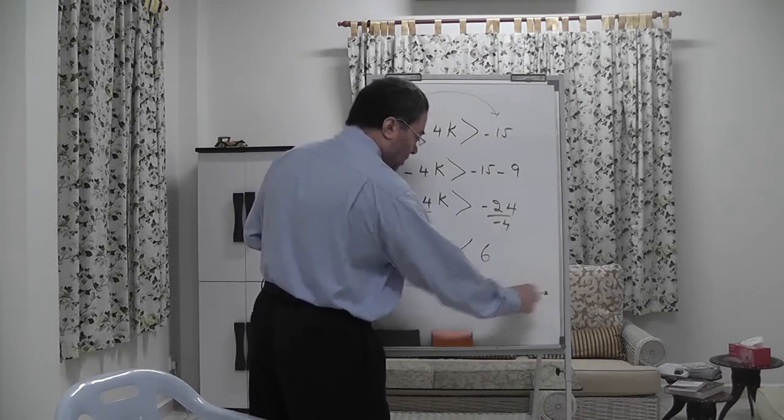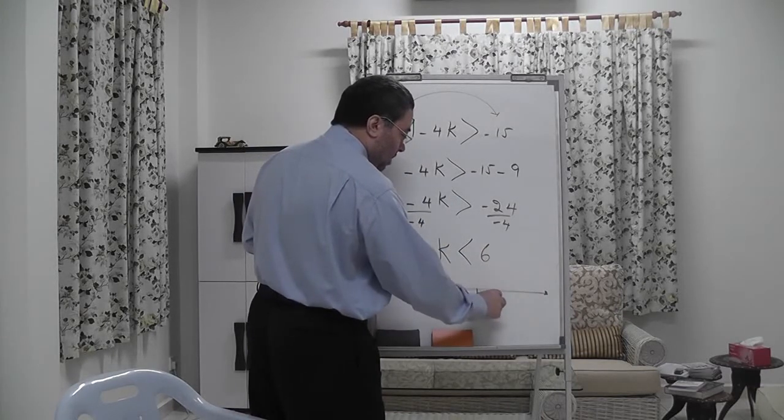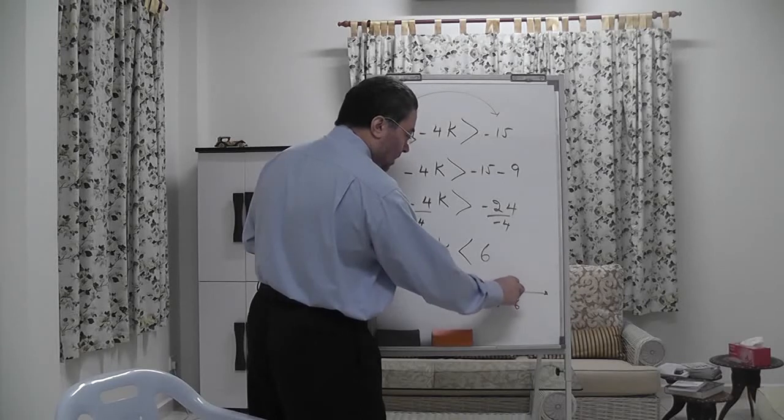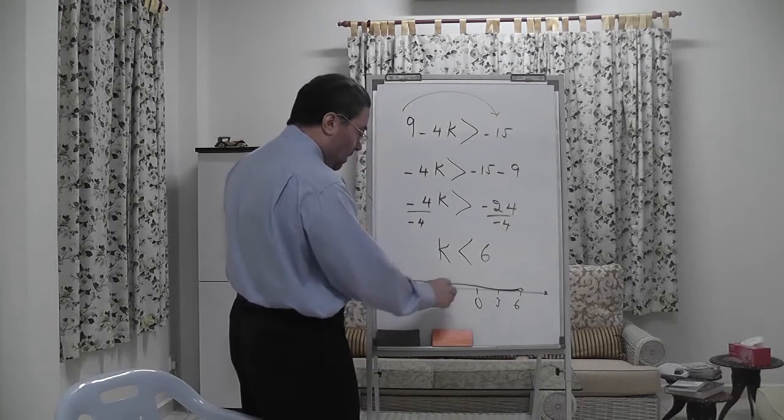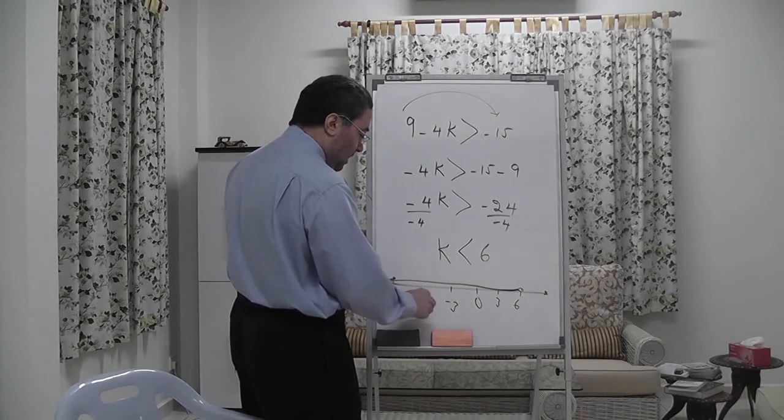And we graph it this way. 0, 3, 6, open circle at 6, and all the way to this side. We can put here minus 3 and minus 6.